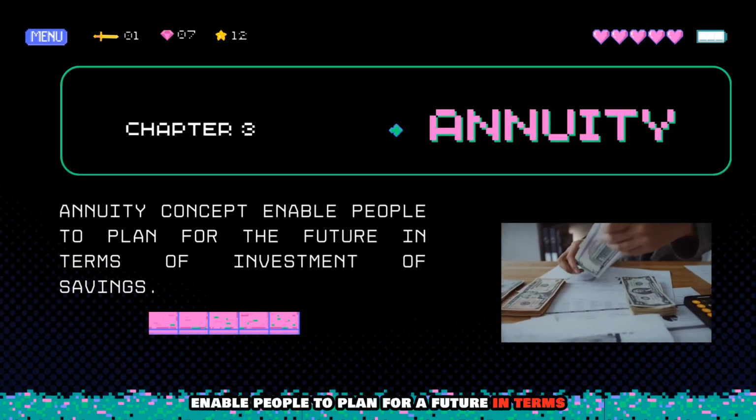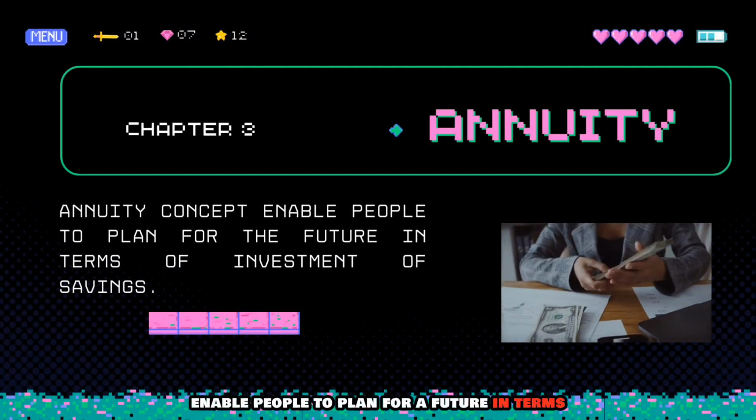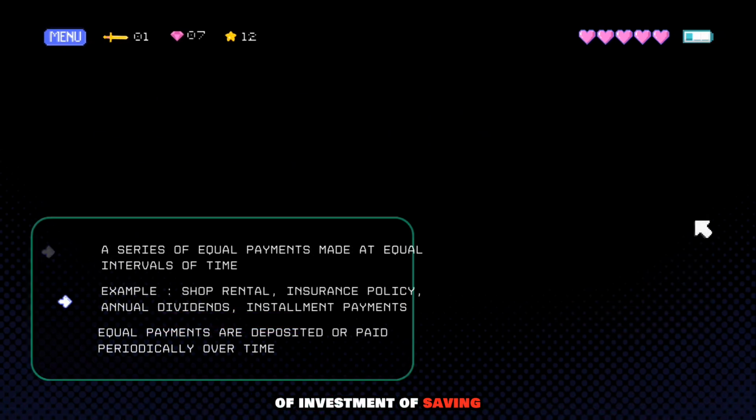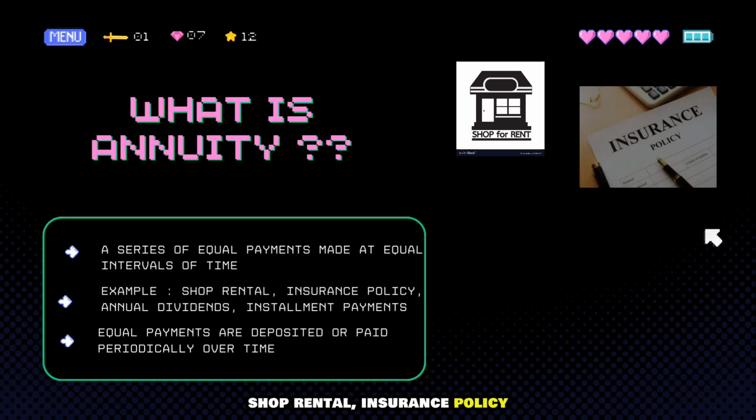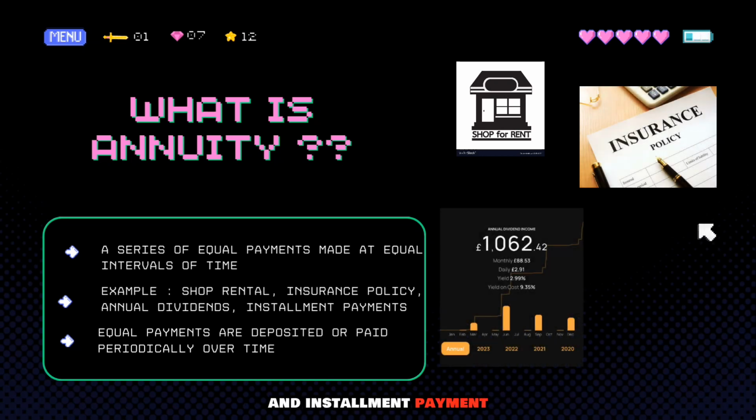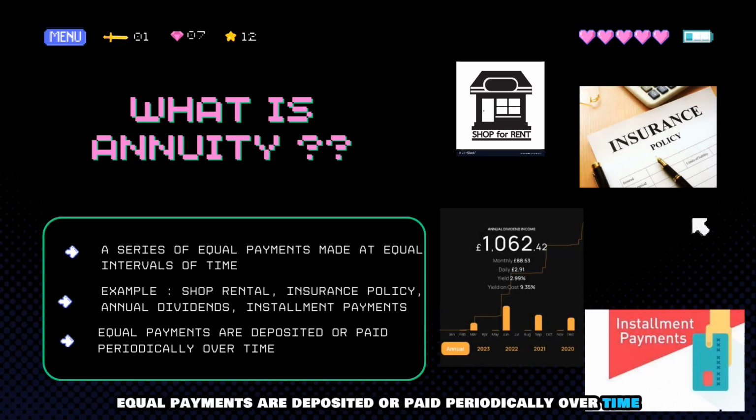The annuity concept enables people to plan for the future in terms of investment or saving. What is an annuity? An annuity is a series of equal payments made at equal intervals of time. For example, shop rental, insurance policy, annual dividend, and installment payment. Equal payments are deposited or paid periodically over time.